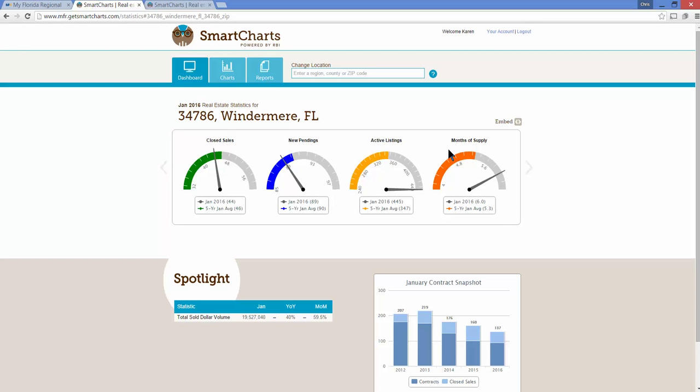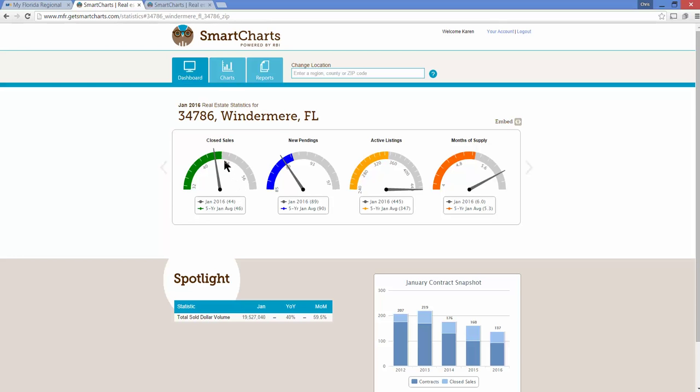and demand. So on the demand side, number one, I see demand in the immediate past. How many closed sales did we have last month? And these stats are always based on the previous month. On the 10th of every month, this is going to be refreshed with new stats for whatever the previous month was.